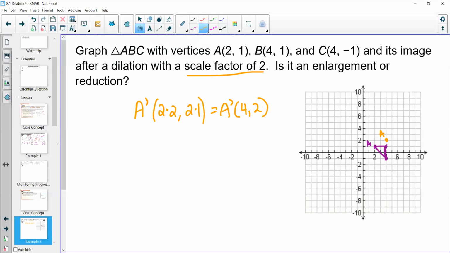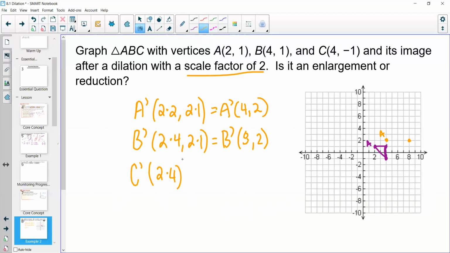And then we'll do the same thing with point B. So B prime is going to be 2 times 4 and 2 times 1, which will give us B prime as being a point of 8, 2. I'm going to go over to 8 and up 2. And then lastly, we have our C prime, which is going to be 2 times 4 and 2 times negative 1. So as we multiply those, we end up getting that C prime is 8, negative 2. And so then we can go over to 8, negative 2 here.